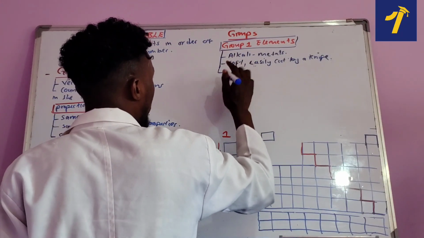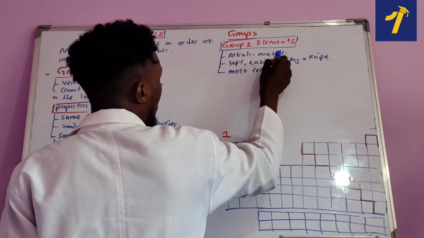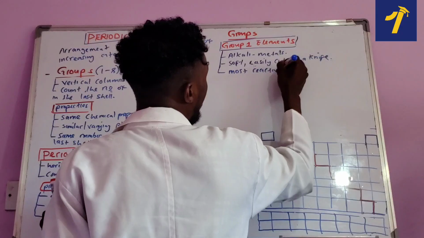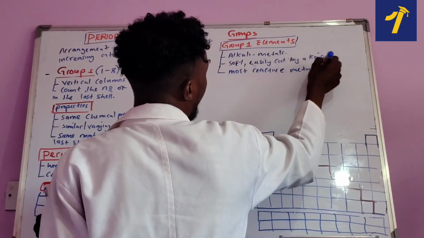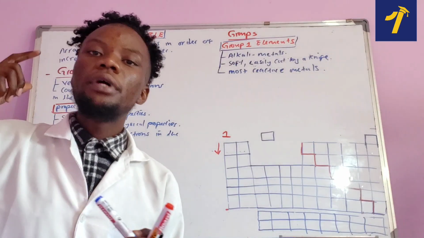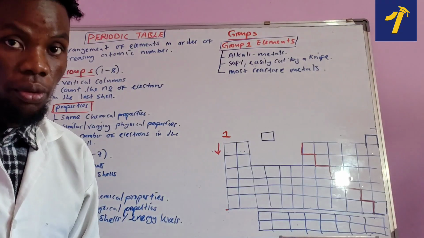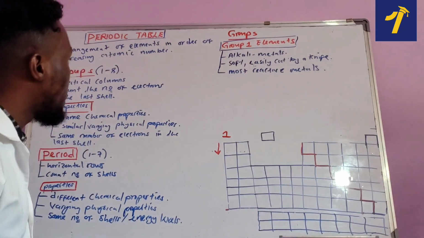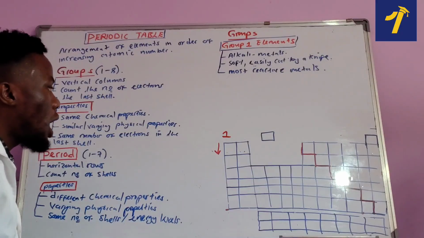So let's just say not very active. These are the most reactive metals, okay, on the periodic table. So if you look at the group 1 elements, these are the very, very most reactive elements on the periodic table. Okay, now if you talk about the reactivity series of the group 1 elements, how are they?